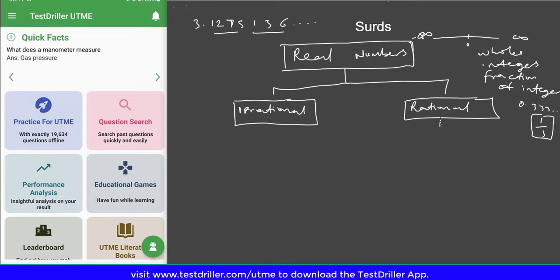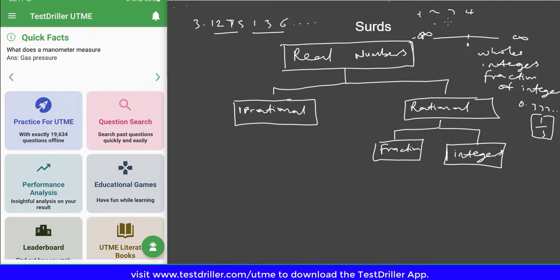But let's break it down further. So a rational number can be broken down into two: you have fractions and you have integers. Integers are like whole numbers, but this time around they're both positive and negative whole numbers and zero. So integers consist of countable numbers like 1, 2, 3, 4, but this time around it also includes negative numbers like -2, -3, -4, and so on. They are all integers.